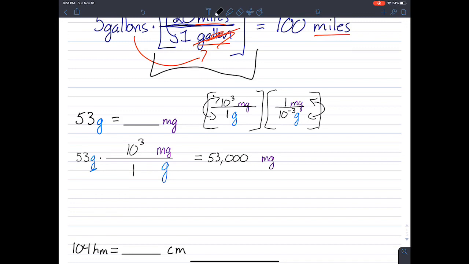Now, one way to check yourself, or something you can do before you do the problem just to make sure that your answer is correct, or after you get it, is you need to think, should my answer be larger or smaller than what I started with? So we started in grams here, and then we canceled them. Now we're in milligrams. Okay, we started with 53 grams. Should that number grow or shrink when we go to milligrams?